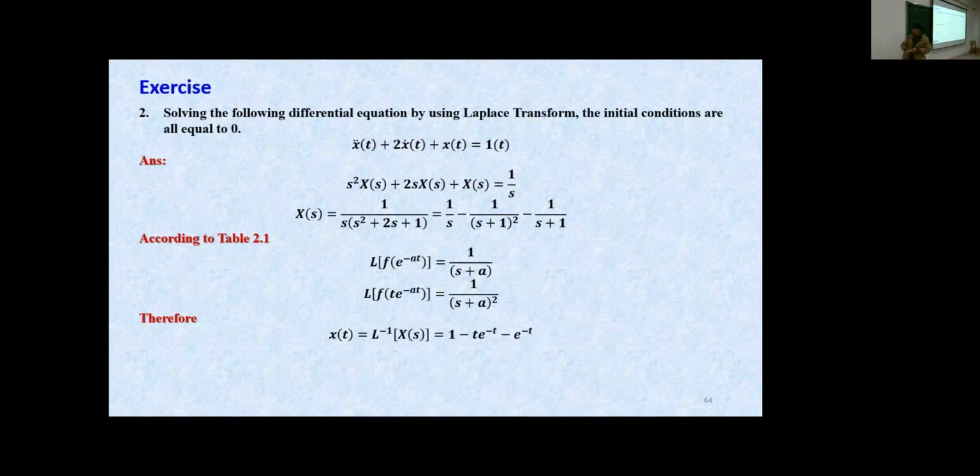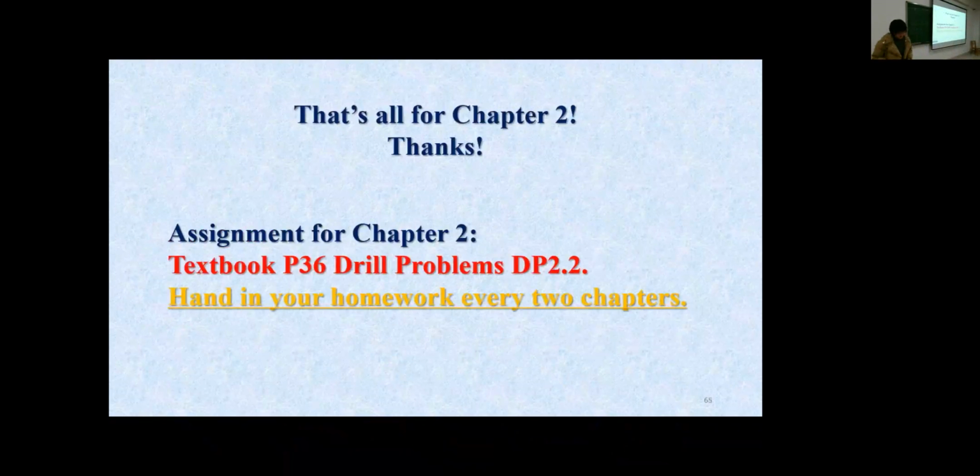Okay, that's all for today. And we have an assignment. Turn to page 36. 36. No problem. 2.2. This is a very easy one for you.